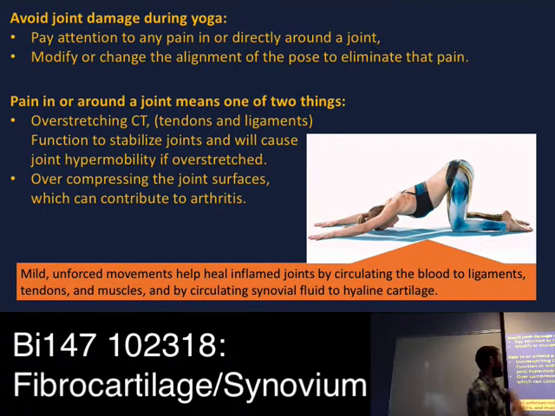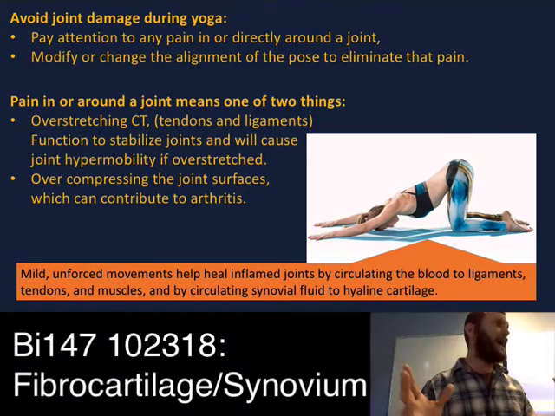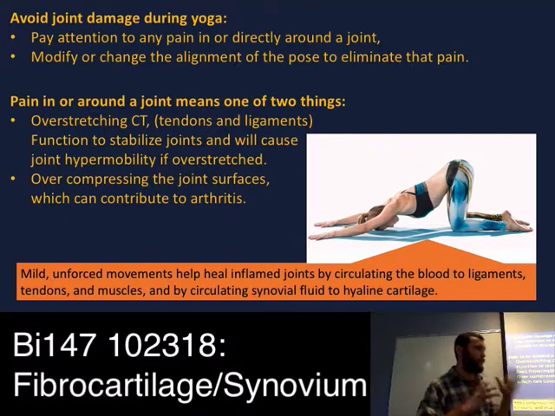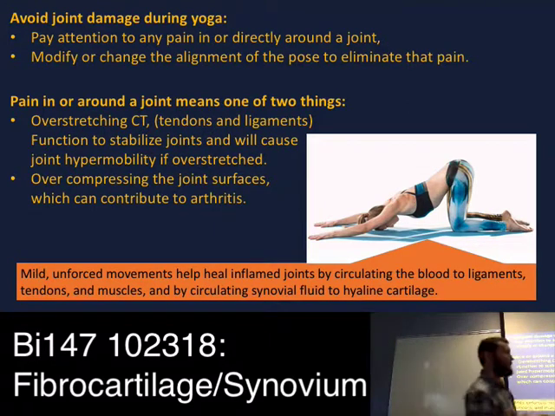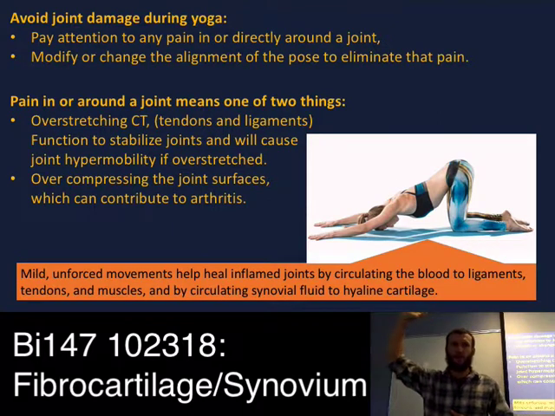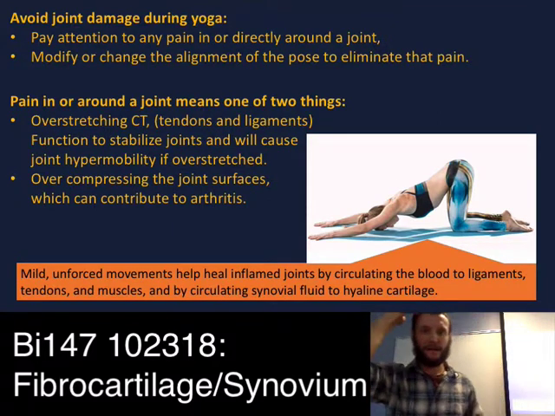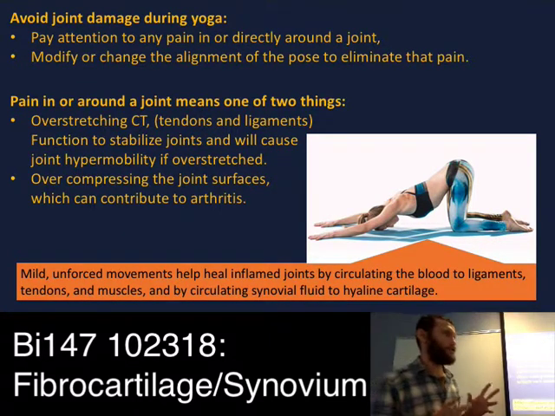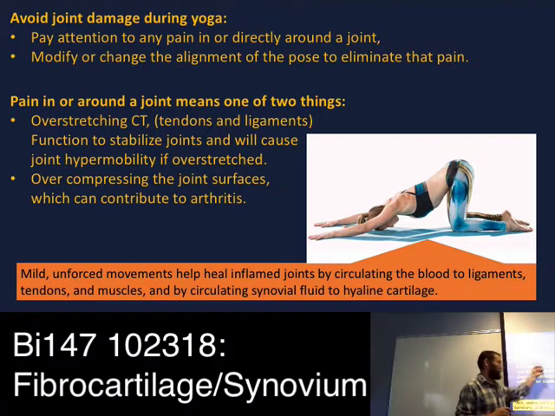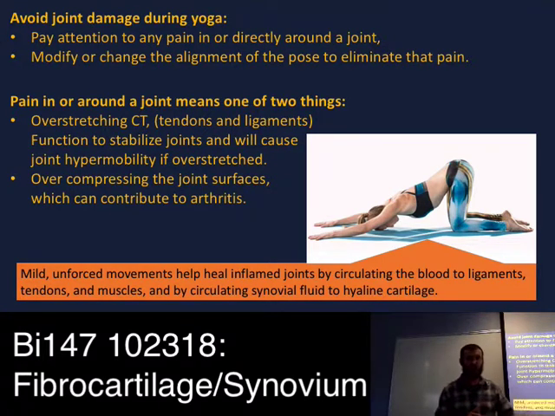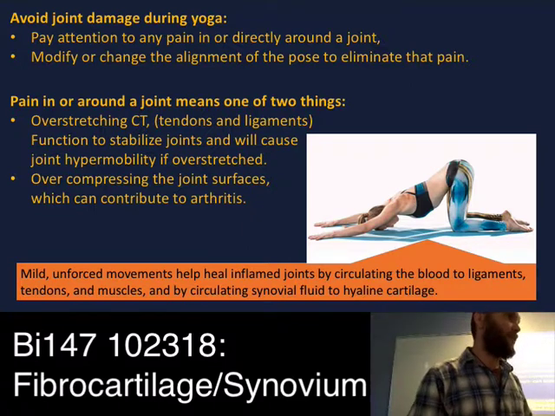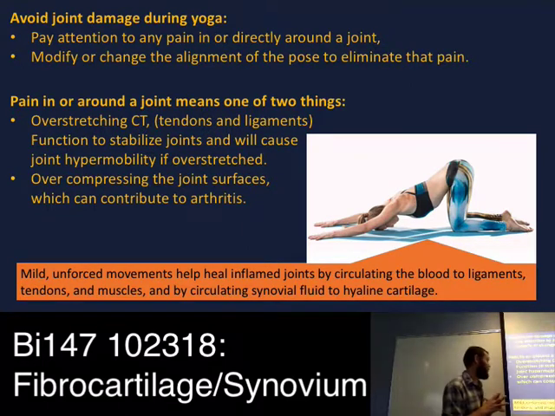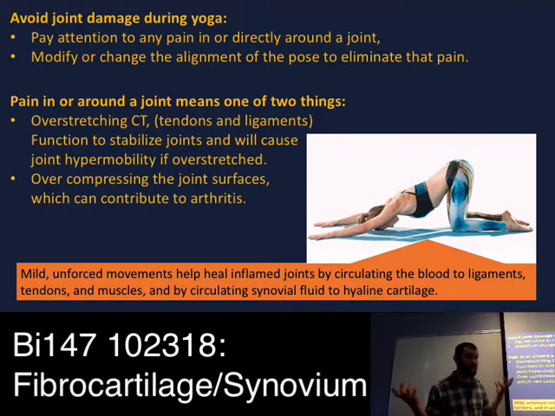Avoid joint damage during yoga. So pay attention to any pain in or around a joint. Modify the alignment. Ask a teacher. Figure it out, because you don't want actual pain. You want to modify it so we can eliminate the pain. So if you're having pain in or around a joint, it means one of two things. You've either overstretched the connective tissue, the tendons or the ligaments, which are there to stabilize the joint. You don't want to do that. If you continue to do that, you can get joint hypermobility, which is a problem.